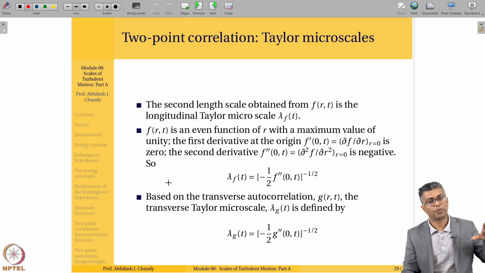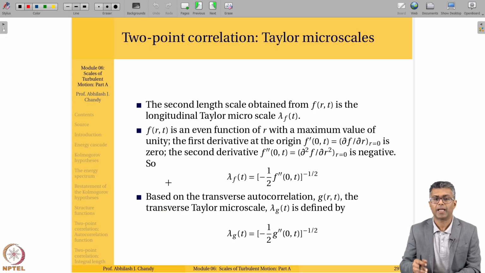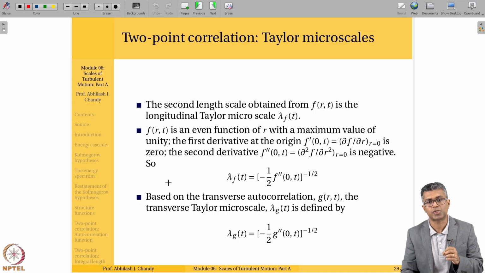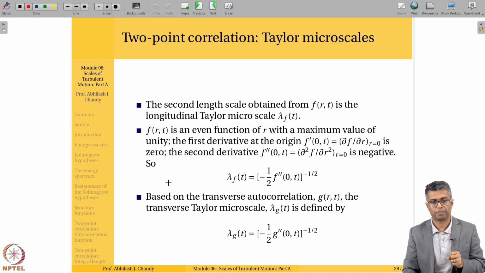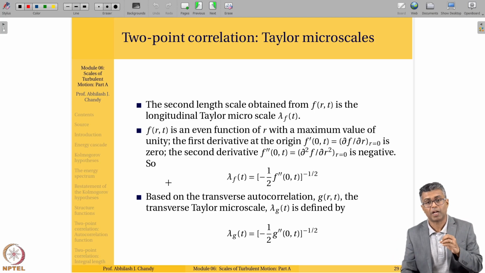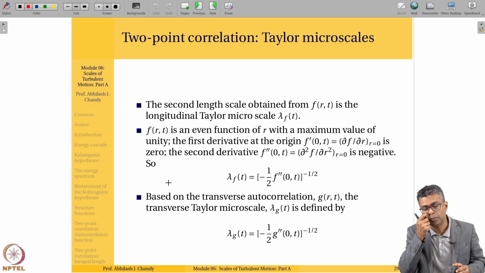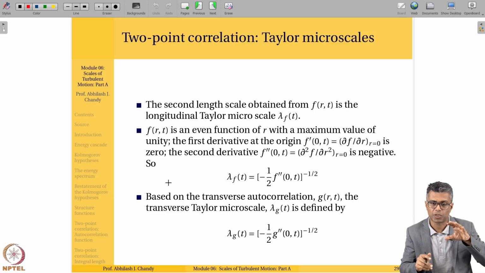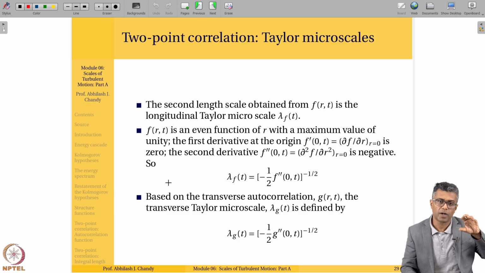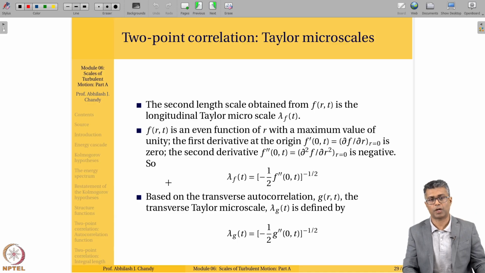All right. So we have looked at the structure function, and then we looked at the two-point correlation, specifically the autocorrelation function. Now let's take that forward and define a new scale called the Taylor microscale. The second length scale, we talked about the Kolmogorov microscale or Kolmogorov scale. Here we are talking about a Taylor microscale which is only applicable in homogeneous turbulence. So it is not dealt with a lot in very practical flows. I'm just covering this for its application to Kolmogorov's hypothesis.